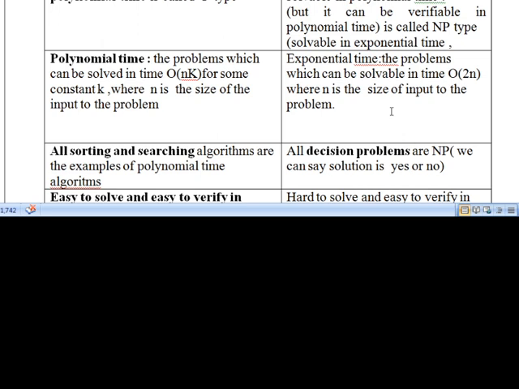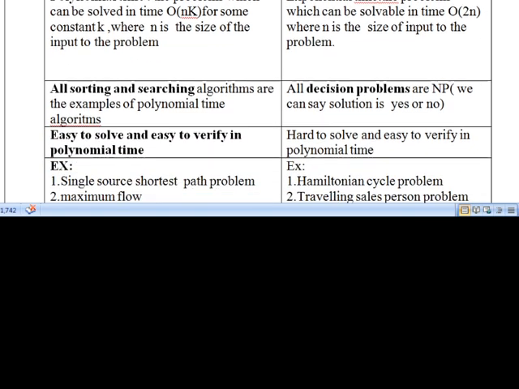But in this trial, the definition we can say is, the NP type problems are the problems which cannot be solved in polynomial time, but can be verifiable in polynomial time. What is verifiable means? Later I will explain. The first one is the problems which can be solved in polynomial time are P type problems. The problems which cannot be solved in polynomial time, but can be verifiable in polynomial time are called NP type. Polynomial time means the time complexity taken is order of n power k. Exponential time means the time taken to solve problems is order of 2 power n.